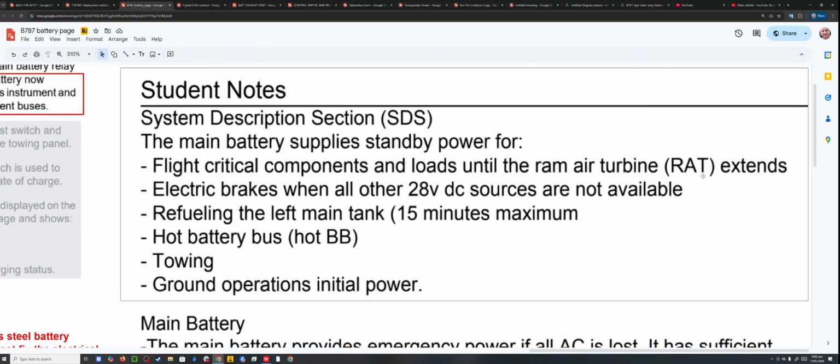To keep it simple, they just made it so that the system can be fed by the battery or the main 28-volt buses. Two inputs. Keep that in mind.